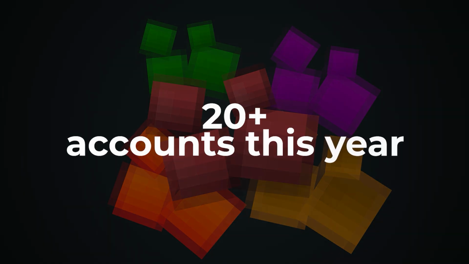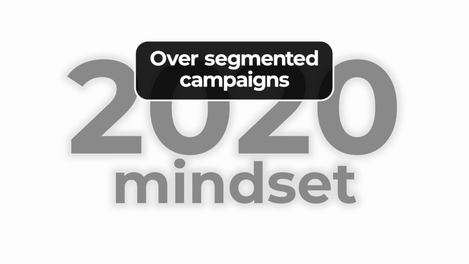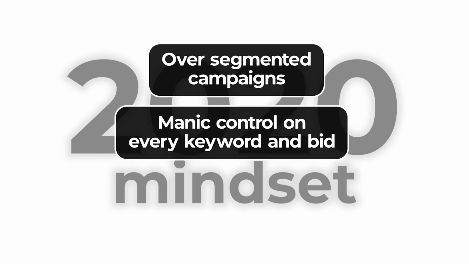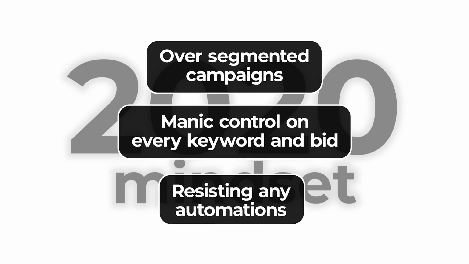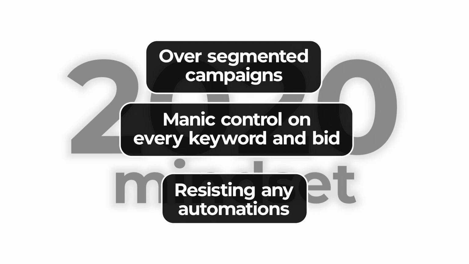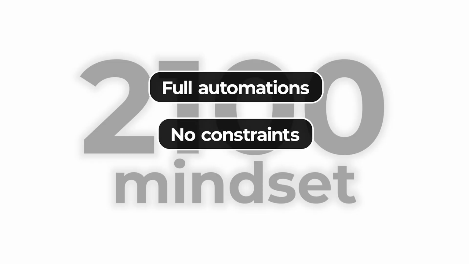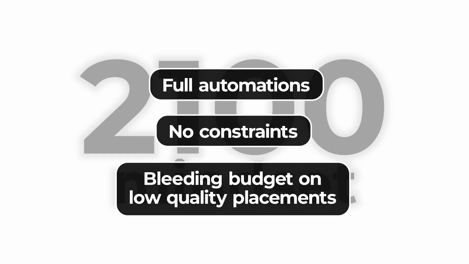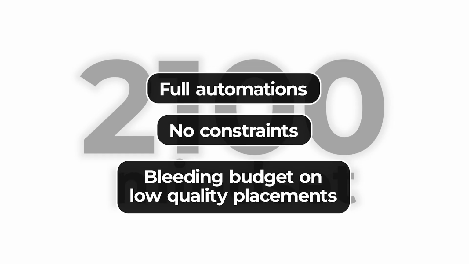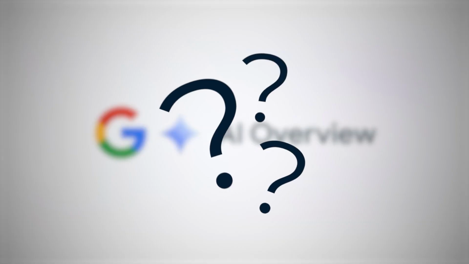I've audited just over 20 accounts already this year, and about half of them are stuck in a 2020 mindset in terms of management. Over-segmented campaigns, manic control over every keyword and bid, and completely resisting any automation because they're convinced Google is out to waste their budget. But the other half have gone in the complete opposite direction. They've given Google complete control, full automation, no constraints, and they're suffering as a result of that too. Bleeding budget on irrelevant, low quality placements and inventory, and watching efficiency collapse. But it requires understanding how to work with Google's system strategically, not clinging to outdated control, but also not blindly handing over the keys.